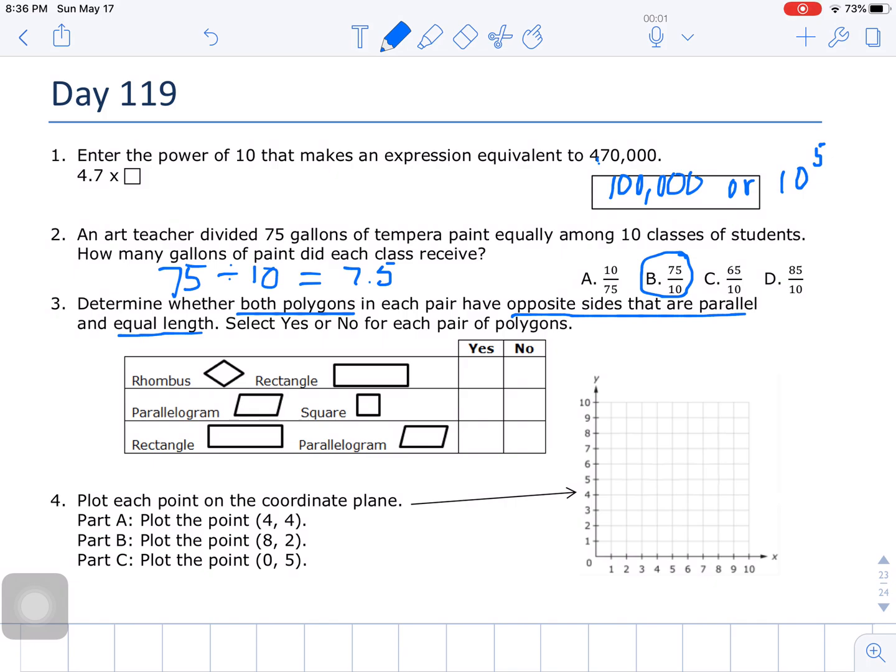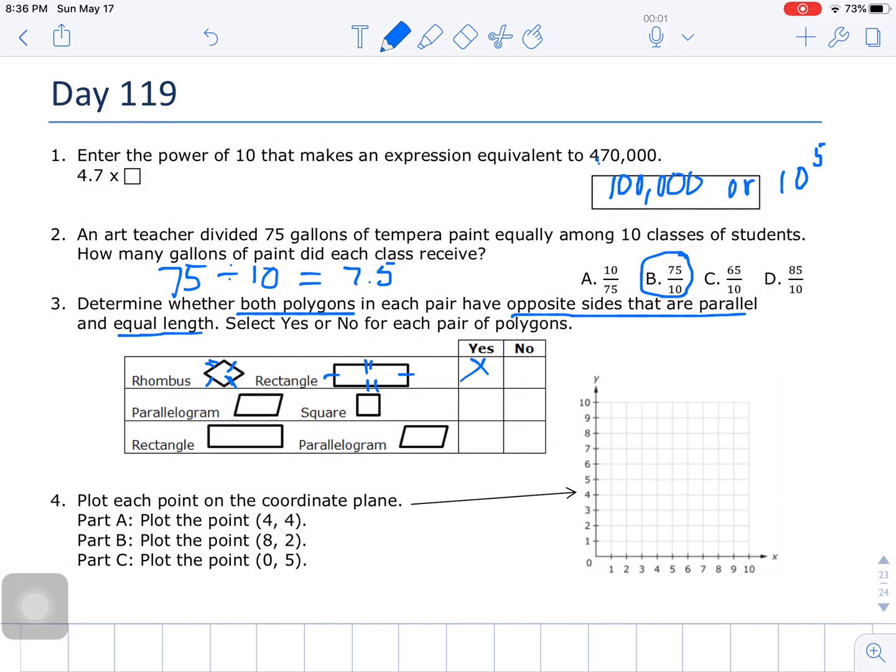So let's look at a rhombus. Let's take a look at opposite sides. Are they parallel? Yes. And on that one and that one. Yep, opposite sides are parallel, and they are the same length. How about the rectangle? Is that side parallel to that side? Yes. Are they the same length? Yes. How about those sides? Parallel? Yep. And they are the same length. So rhombus and rectangle, opposite sides are parallel and equal length.